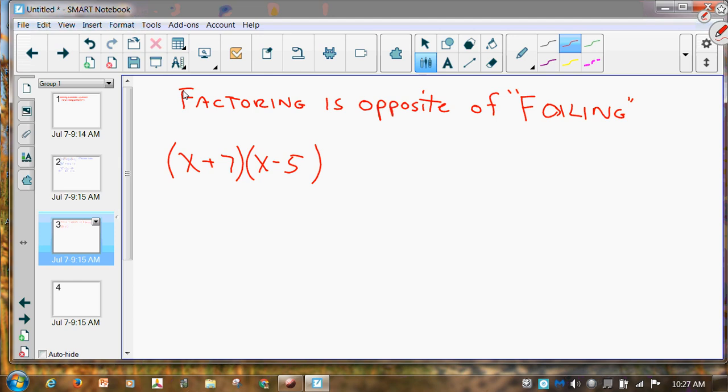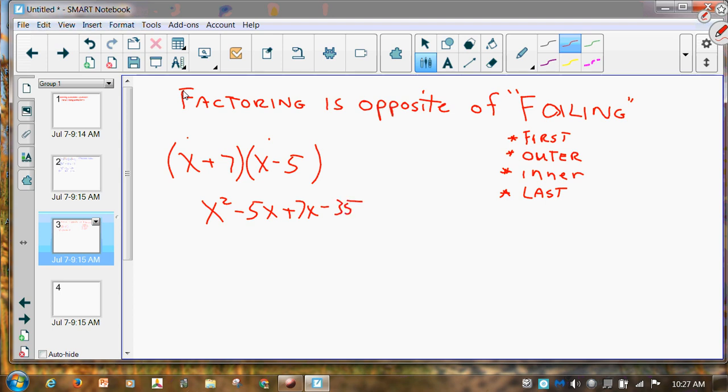It means first, outer, inner, and last, right? So if we follow that process with these factors, we multiply the two first terms together, this one and this one, we get x squared. And we multiply the outer terms, x and minus 5, that would be minus 5x. And we multiply the inner terms, plus 7x. And then we multiply the two last terms, 7 and minus 5, minus 35.